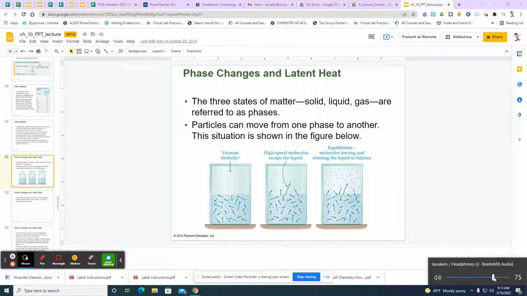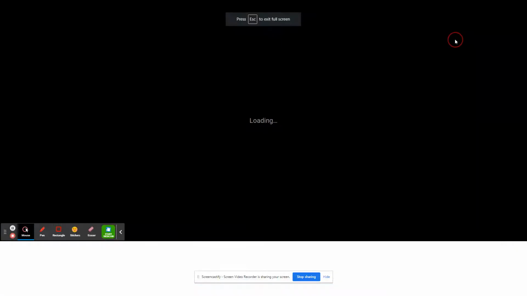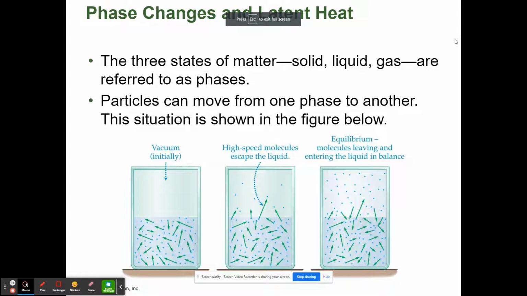Okay, so this is section 10.4 for physics. This is the last section in chapter 10. We're going to talk about phase changes and what we call latent heat.